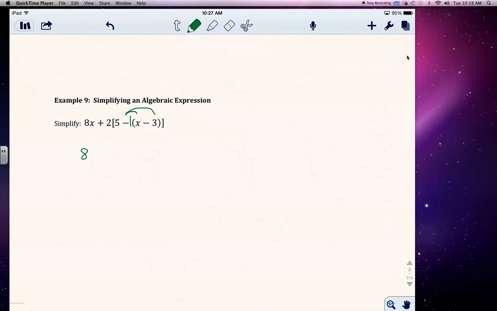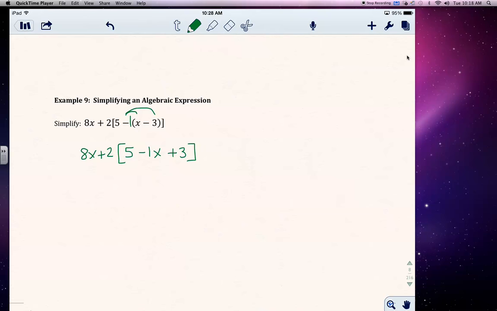So I have 8x plus 2 bracket 5. Now -1 times x is -1x. You don't have to put that 1 there, but I put it in there just to emphasize the -1. And then -1 times -3 in this case. -1 times -3 is going to be plus 3. And notice how the parentheses are gone.